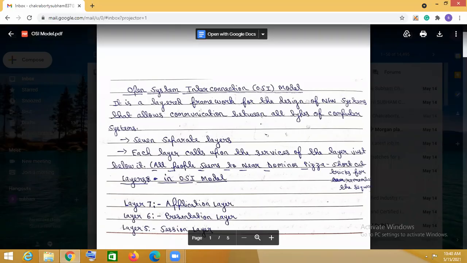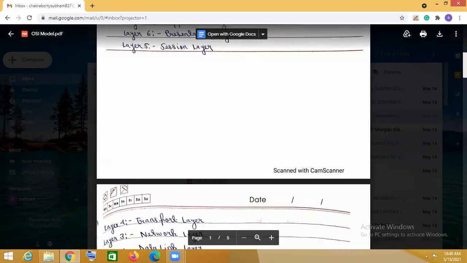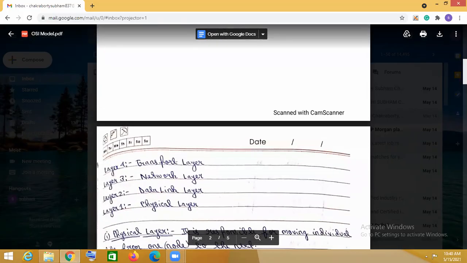The topmost layer is the application layer. After the application layer, there is the presentation layer. After the presentation layer, there is the session layer. After the session layer, there is the transport layer. After the transport layer, there is the network layer. After the network layer, there is the data link layer. And after the data link layer, there is the physical layer.